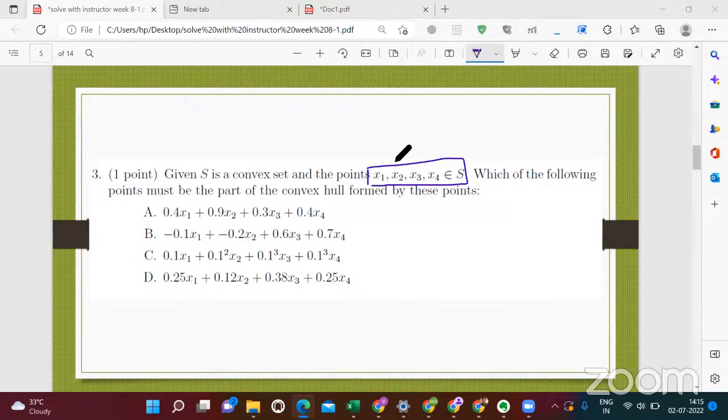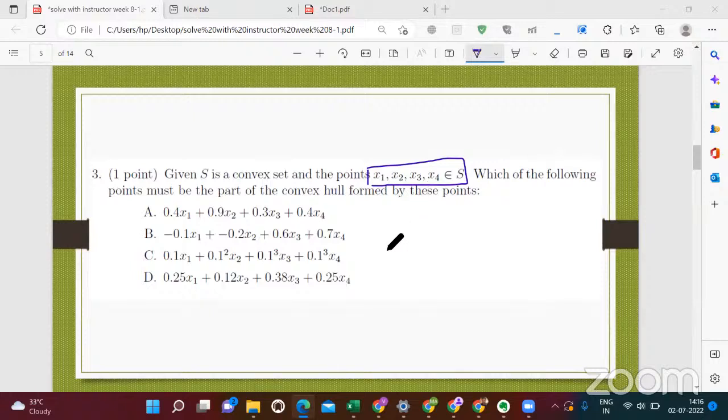Why is A not correct? Can somebody tell me? The lambdas add to more than one. And B, what's the problem with B? They're negative, right? It's less than 0. Okay. So does anybody have any issue in this question also, or it's fine, right? If anybody is having an issue, you can just ask me in between itself. Okay. So 20 people are there with us. Do I need to discuss this?